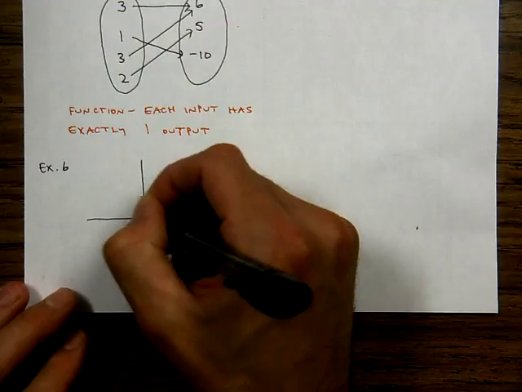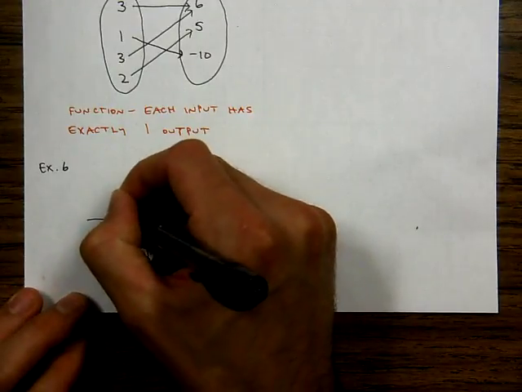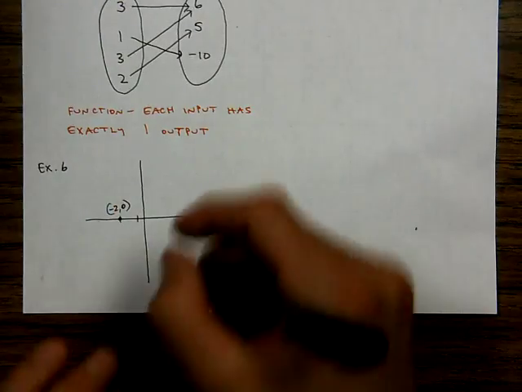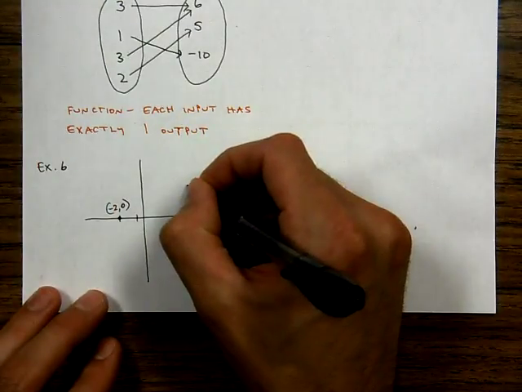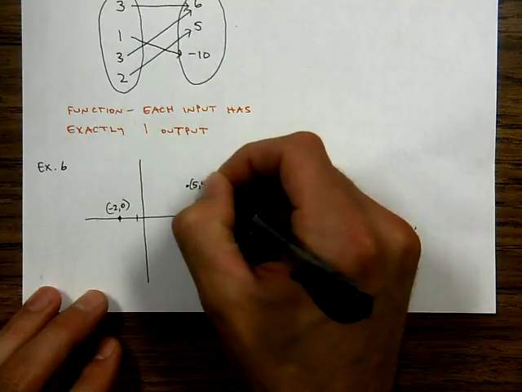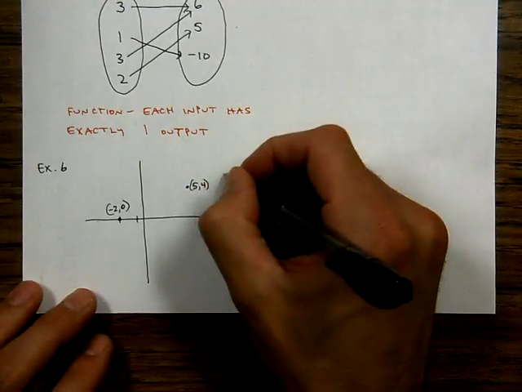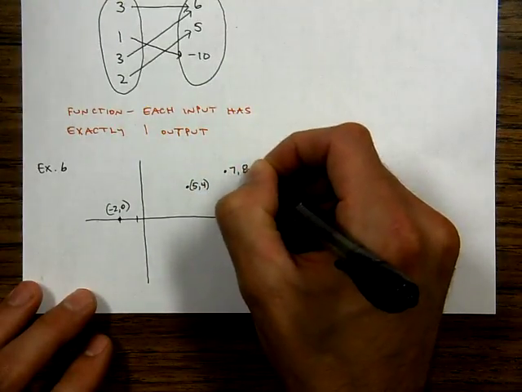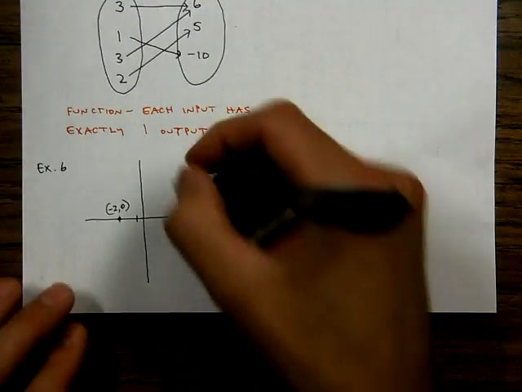So let me do it in terms of a couple points. So we'll do the points -2, 0. And then I'll do the point 5, 4, so approximately right there. The point 7, 8. And then the point 5, 6.